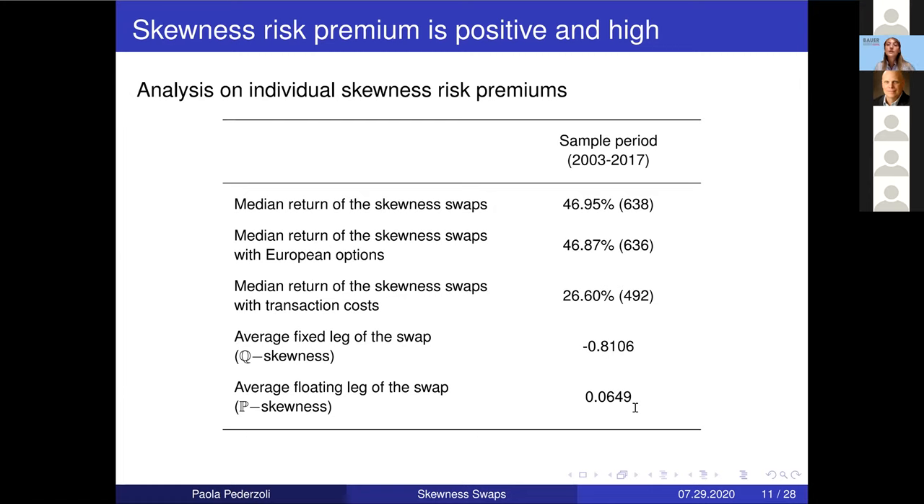So all in all, what does it mean that this return is positive? This return is positive at the market level and at the individual stock level. And this can be interpreted as support for the hypothesis that investors have a preference for positive skewness and they don't like negative skewness. Why? Because these skewness swaps are trading strategies that lose money when the skewness drops. And the fact that the return is positive tells us that investors want to be compensated for this risk because they don't like a drop in skewness. So this is the economic takeaway from this result.